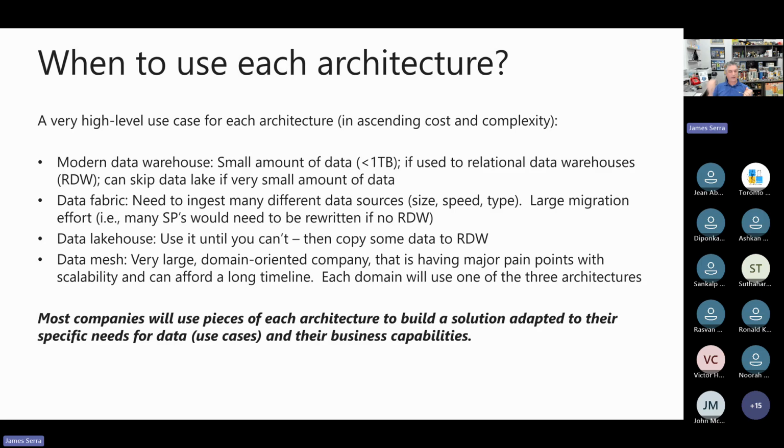And then finally, a data mesh architecture is just if you even consider it, if you have a very large company, you have a lot of pain points, you're already domain oriented. I see this a lot with banks, financial companies. Then maybe you could afford the drastic change and a long timeline and get the benefits of a mesh.